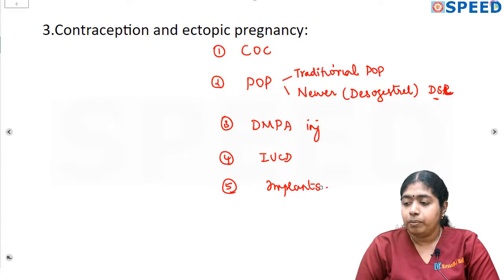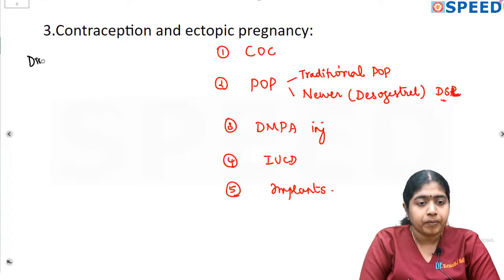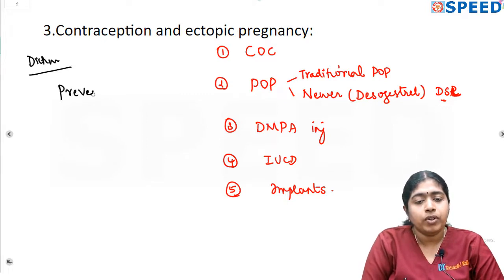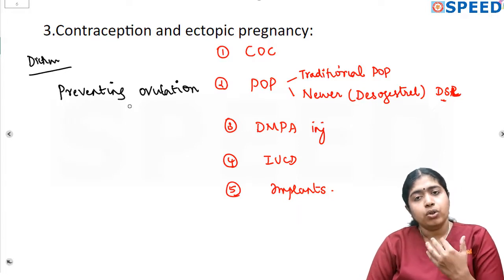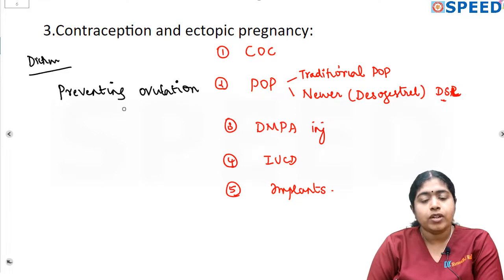Okay, now all of you please remember, as a rule, this is an important dictum. Any contraception which acts by preventing ovulation. So what happens when a contraception prevents ovulation? There is no oocyte. When there is no oocyte for fertilization, where is the point of ectopic? The question of ectopic does not arise. Yes or no? Yes. So any contraception preventing ovulation prevents ectopic.